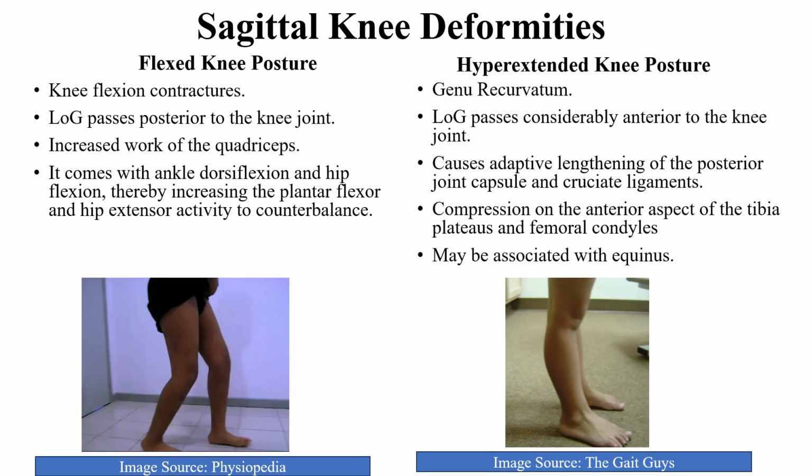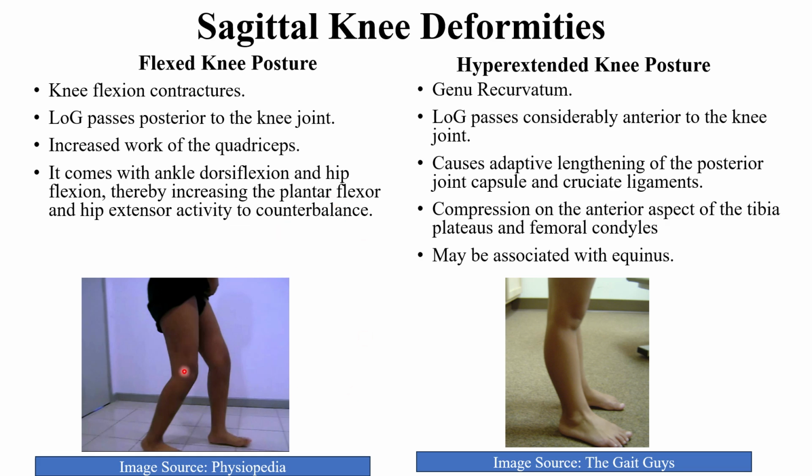So in the sagittal plane, you can have two knee deformities. One is flexed knee posture, which commonly occurs due to knee flexion contractures, generally when the hamstrings or your gastrosoleus are in contracture. What happens in flexed knee posture is that your line of gravity, which is ideally supposed to pass anterior to the knee joint in the normal scenario, here passes posterior. Because it is passing posterior, there is increased work on the quadriceps, because now there is a flexor moment generated, which needs to be counterbalanced by your extensor muscle, which is the quadriceps in this case.